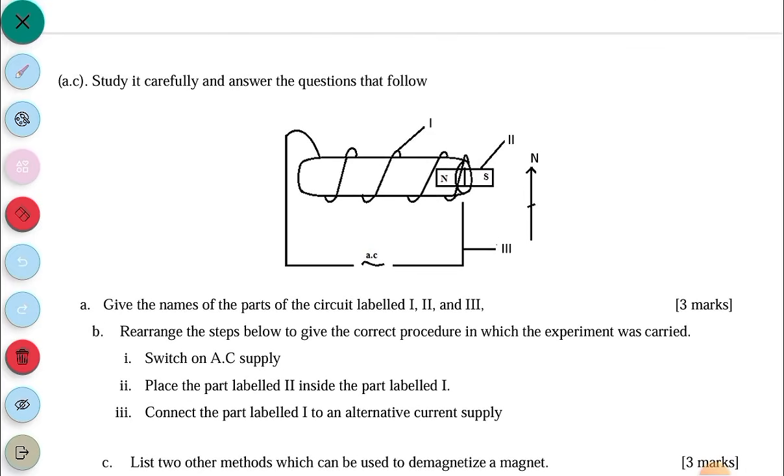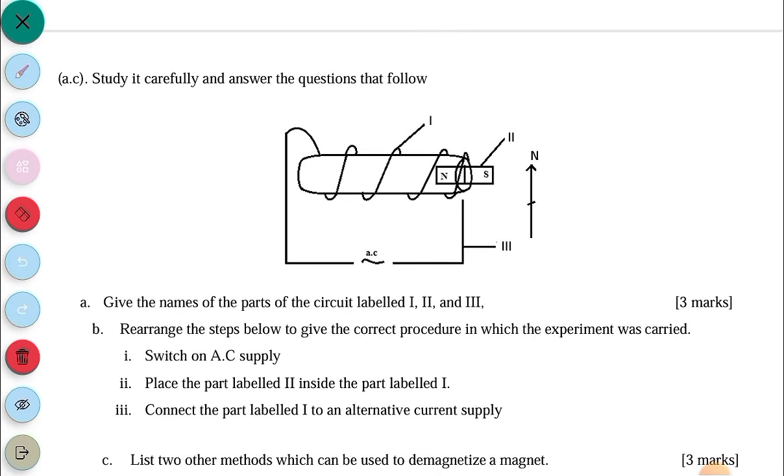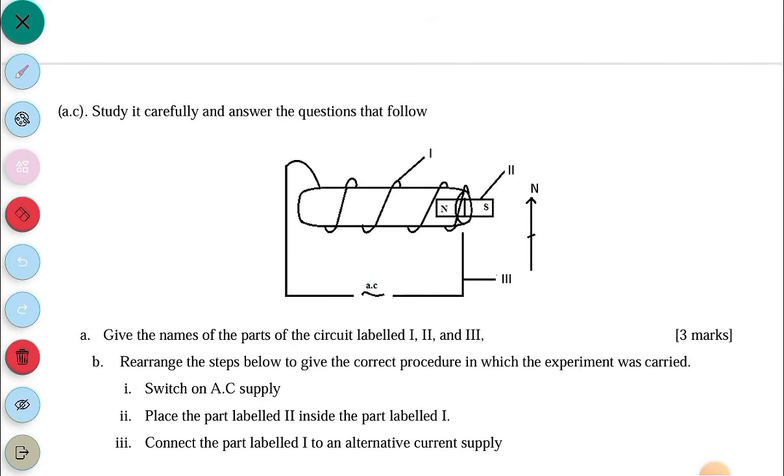The next question says, study it carefully and answer the questions that follow. So we have magnetization by the electrical method. So give the names of the parts of the circuit I to III. So I is a solenoid, II is a permanent magnet, and III is a wire or conductor.